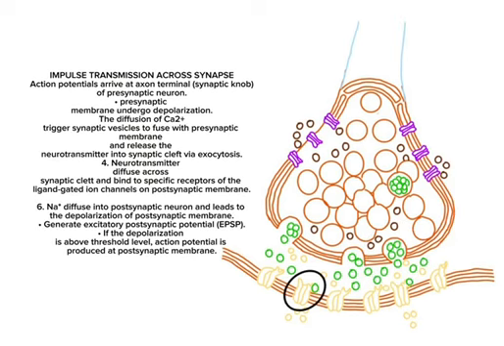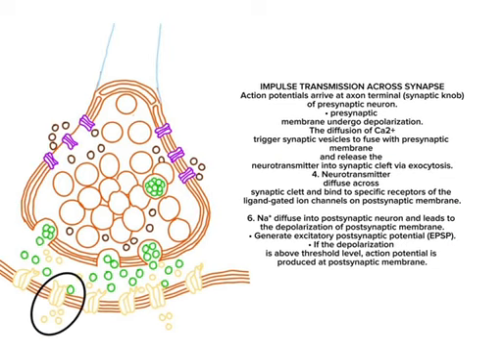Fourth, the neurotransmitter diffuses across the synaptic cleft and binds to specific receptors of the ligand-gated ion channels on the postsynaptic membrane.